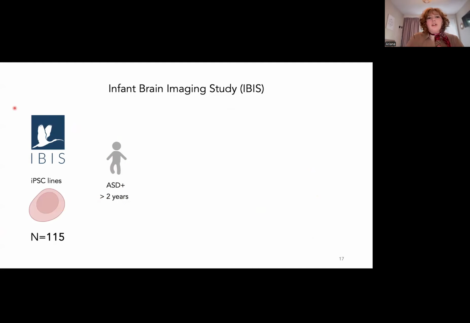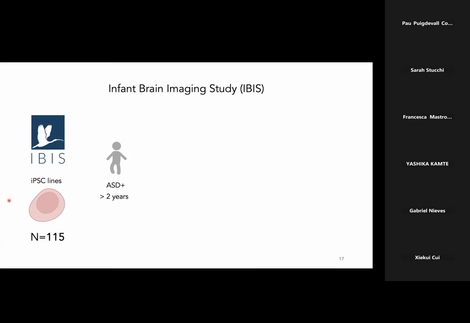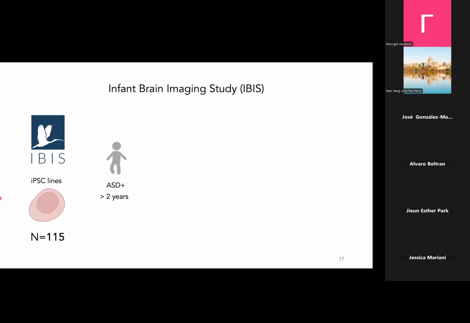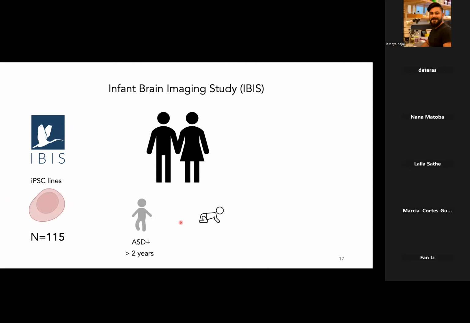Okay, so first I want to talk a little bit about what IVIS is, because we are using these cell lines from this fantastic resource. Some of you may already be familiar with IVIS, but for those who aren't, IVIS is a longitudinal initiative designed to identify brain changes that occur during development before an autism diagnosis is typically possible, which is usually around age 2 or later.